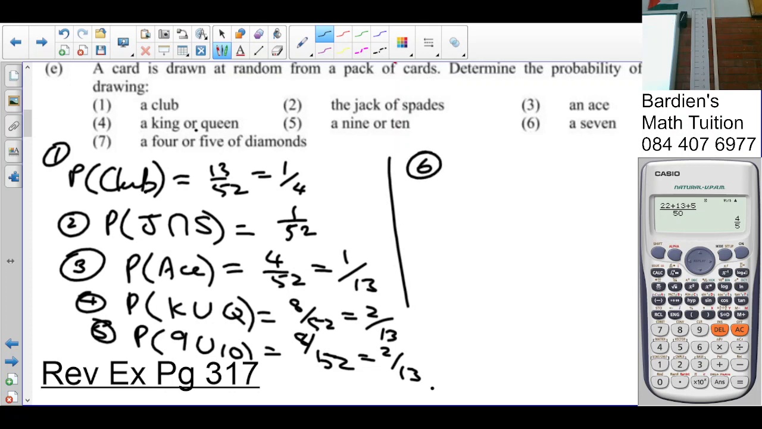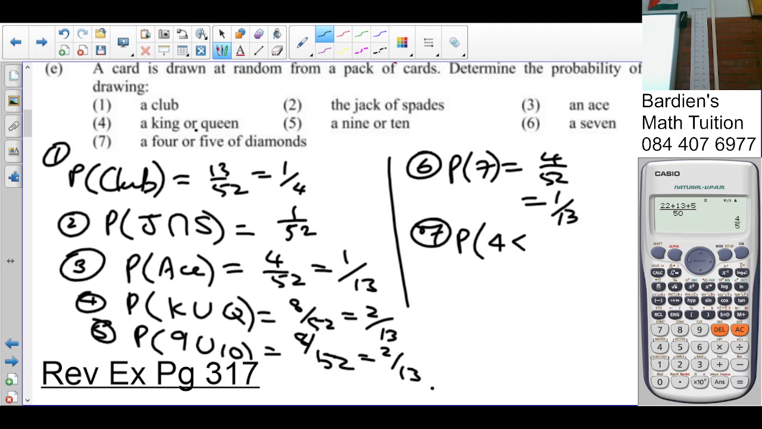Number 6. A 7. Probability of a 7. 4 out of 52, which is 1 out of 13. Number 7. 4 or 5 of diamonds. How many 4 of diamonds are there? 1. How many 5 of diamonds are there? 1. So you're totalling 2. The probability of a 4 of diamonds union 5 of diamonds.